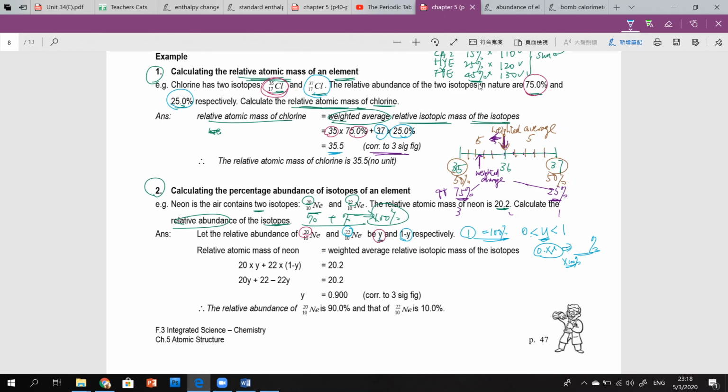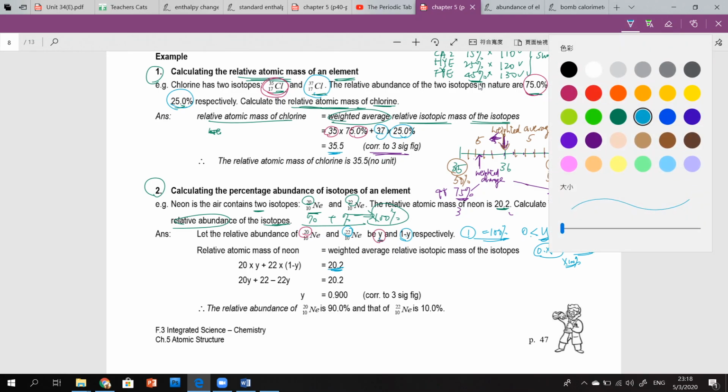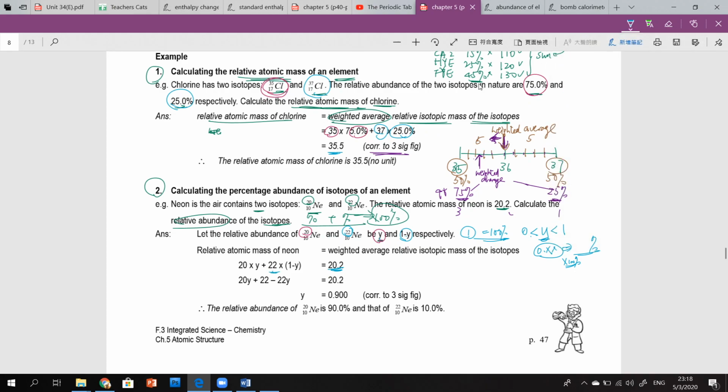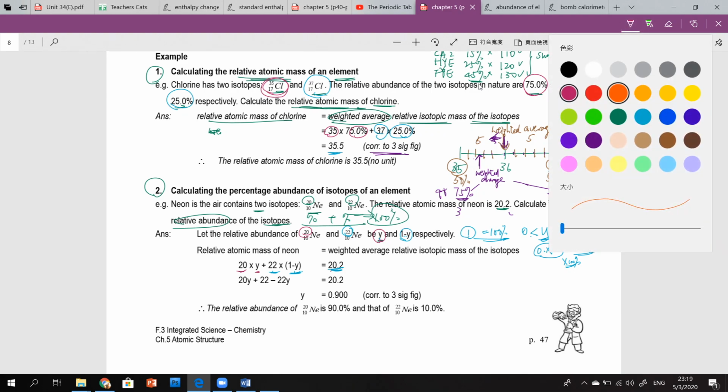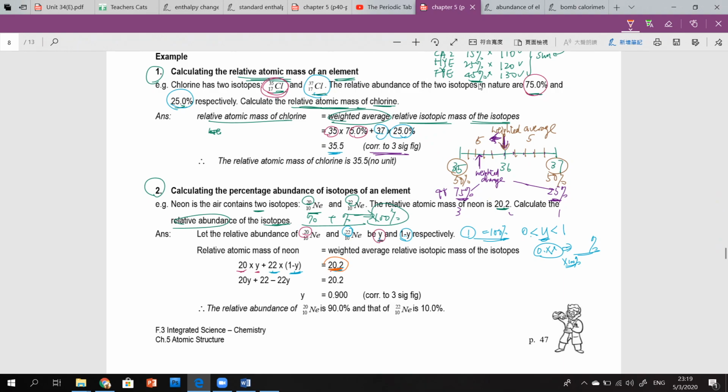So the relative atomic mass of neon is 20.2, and you are going to do the same thing. The same thing. Neon-22 is 22 times (1 minus y), and second is what? 20 times y. You add it together to form 20.2. And 20y plus 22 minus 22y equals 20.2.